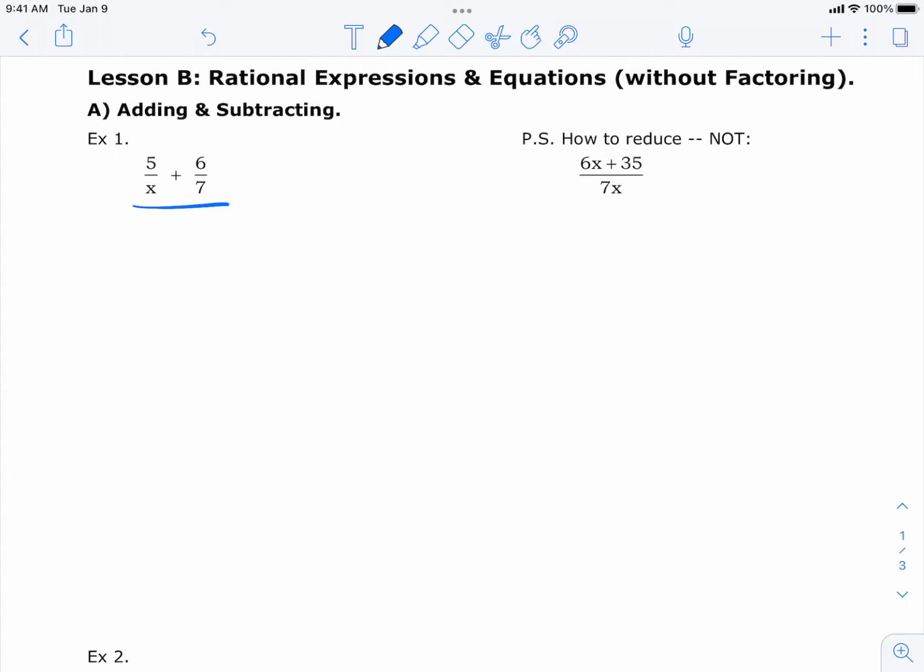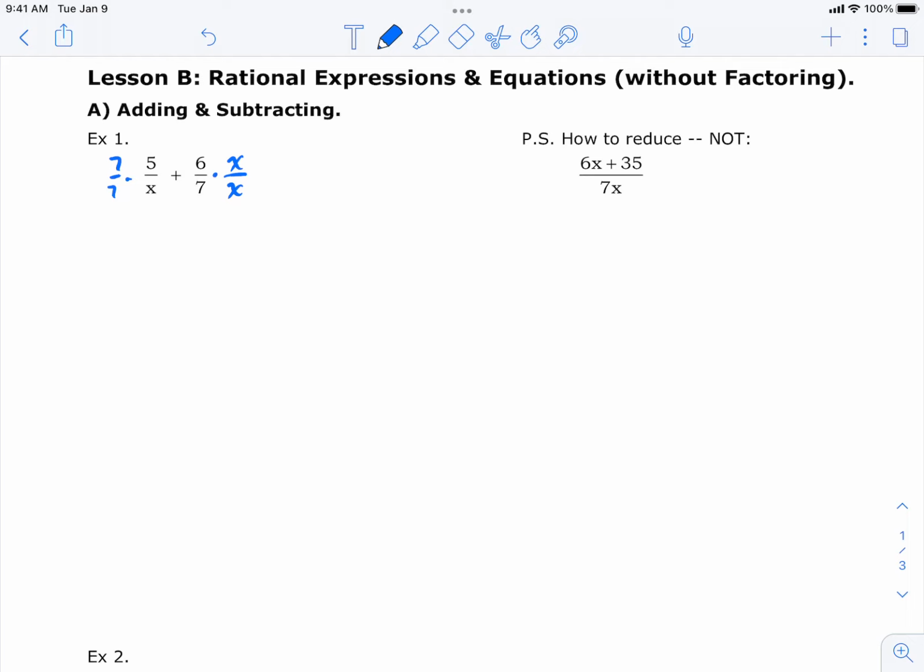Just add them. Like I say, fraction rules are here to stay. You remember when you're adding two fractions, you have to get a common denominator, the LCD, lowest or least common denominator. So you have to look at the 7 and the x and ask, what's the common denominator when I've got denominators of 7 and x? Actually, it's 7x.